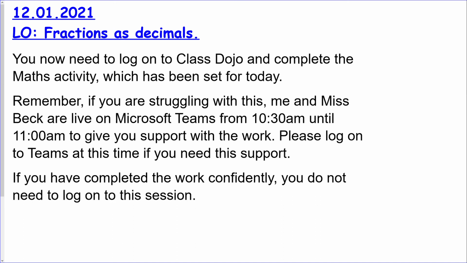If you have completed the work confidently and you're happy and you've got the work right and you've submitted your Class Dojo worksheet as well, you do not need to log on to the live session. It is there for you for support if you need it.